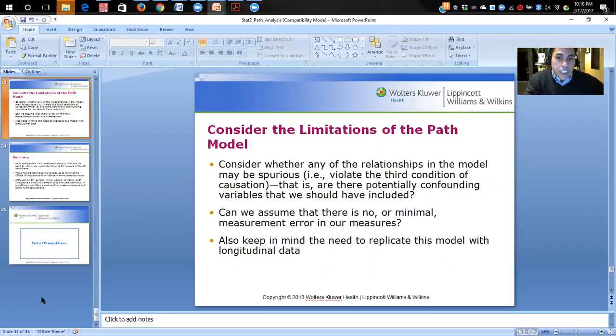And then keep in mind the need to replicate this model always with longitudinal data, because that is the second condition of cause and effect, and that is what we call temporal ordering. And the other limitation of path modeling is, can we assume that there is no or minimal measurement error in our measures? Well, always remember that for social sciences right now, we do have these limitations. All right, so that's it.